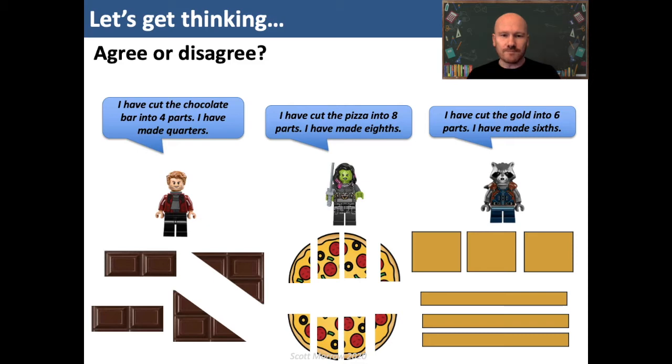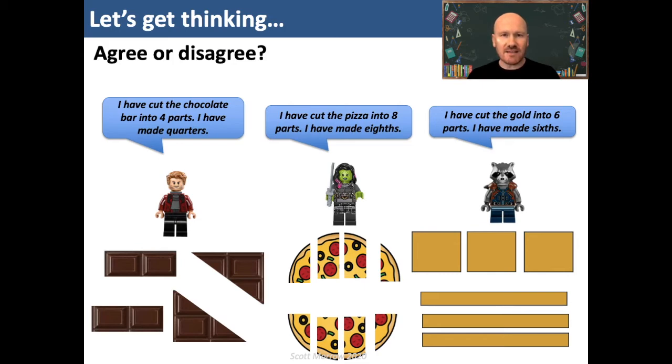What about Gamora? And Gamora is saying, I have cut the pizza into 8 parts, I have made 8. Well, yes, she has cut that pizza into 8 parts, but those parts aren't the same size, they're not equal. So therefore, Gamora has not made 8, so we're going to disagree with her here.